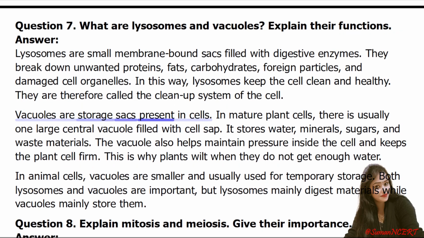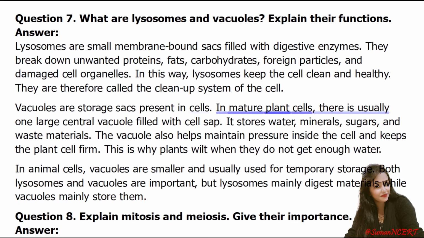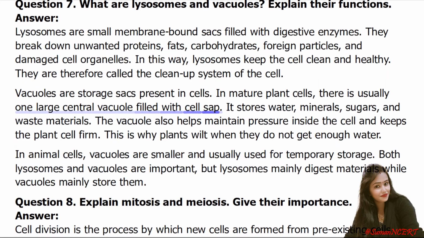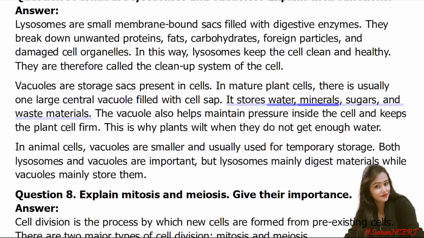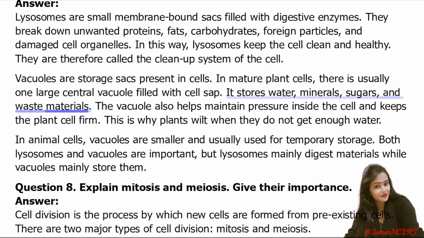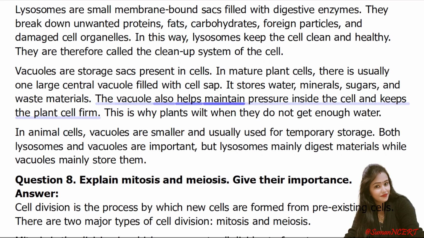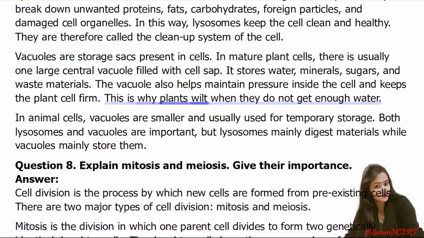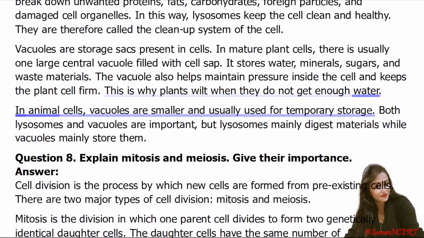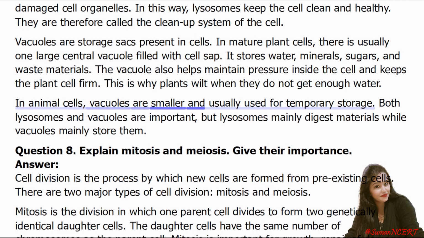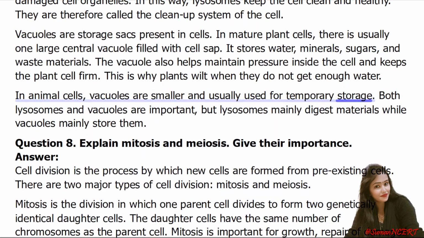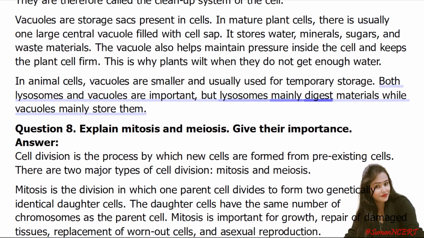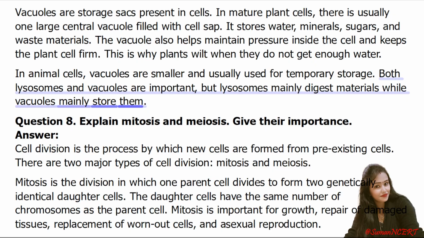Vacuoles are storage sacs present in cells. In mature plant cells, there is usually one large central vacuole filled with cell sap. It stores water, minerals, sugars, and waste materials. The vacuole also helps maintain pressure inside the cell and keeps the plant cell firm. This is why plants wilt when they do not get enough water. In animal cells, vacuoles are smaller and usually used for temporary storage. Both lysosomes and vacuoles are important, but lysosomes mainly digest materials while vacuoles mainly store them.